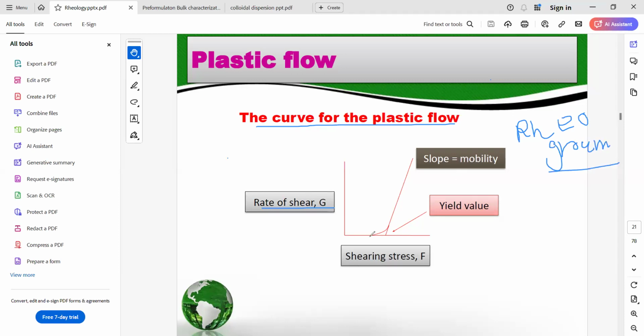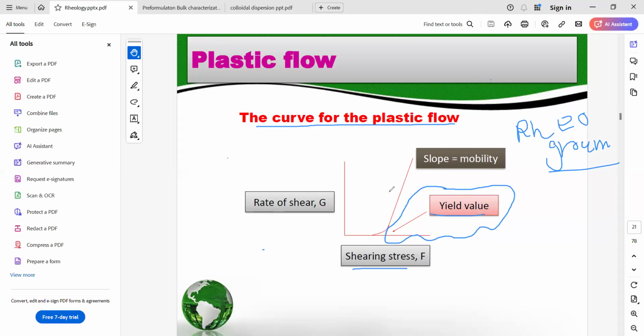Here the rate of shear and the shearing stress are not directly proportional. You can see it's not a straight line from the start; rather, it starts flowing after some point, and that point is known as the yield value. It means that after a certain amount of pressure is applied, then that fluid will move. That pressure value where it starts flowing is known as the yield value.